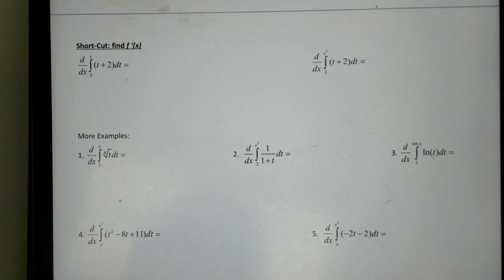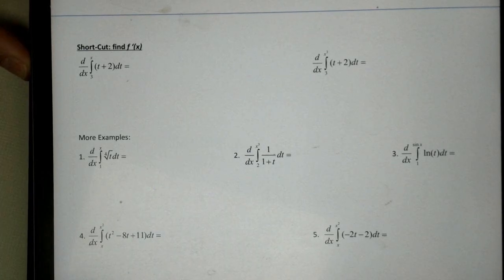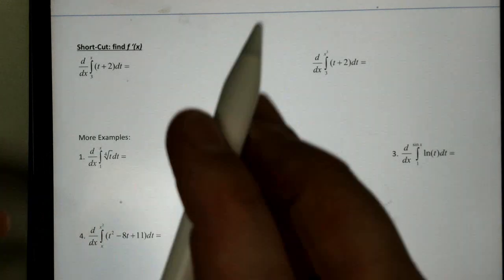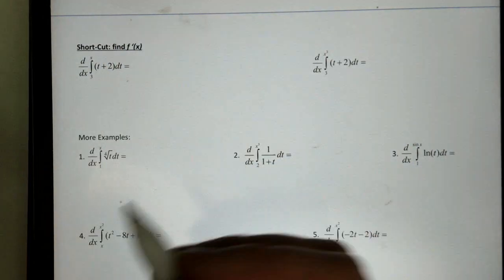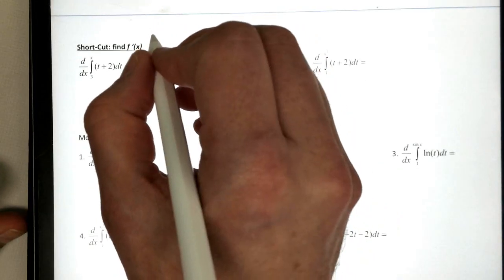So let's take a look at a couple of examples here. We're going to use a shortcut. We want to find f prime of x. So we want to take the derivative of an integral. And the shortcut is simple.